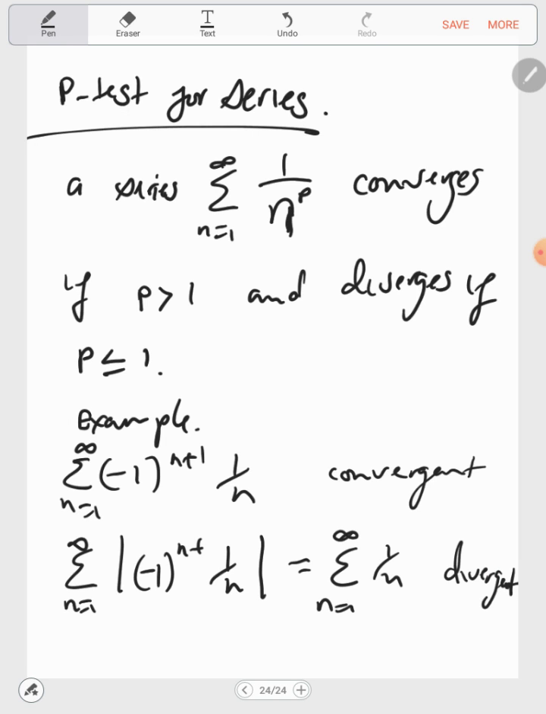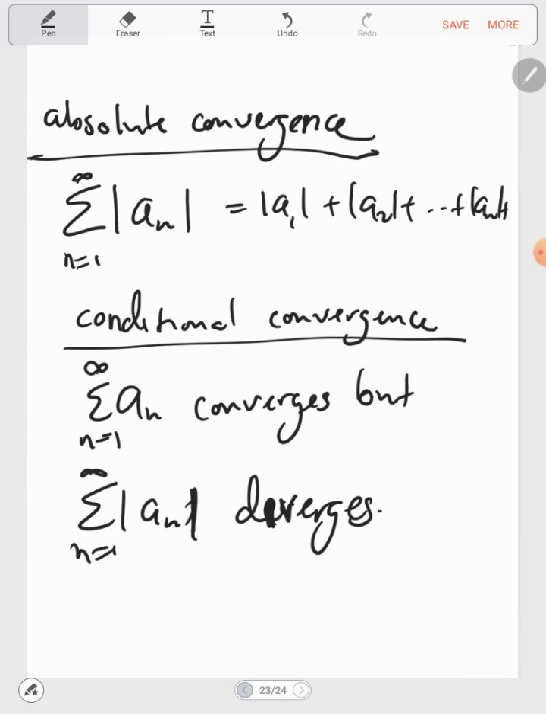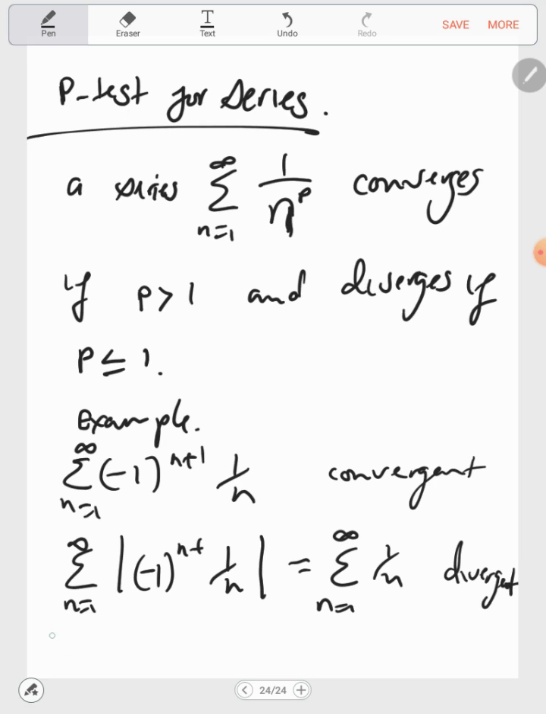Okay, so that means the series an is convergent, but its absolute value is divergent. Remember from the definition, this just implies conditional convergence, where an converges but its absolute value diverges. So we're going to conclude that this series converges conditionally.